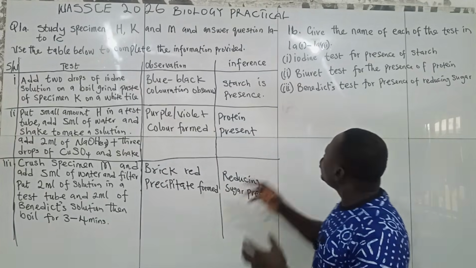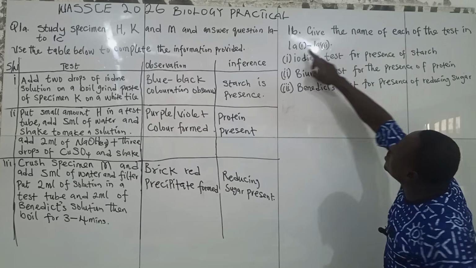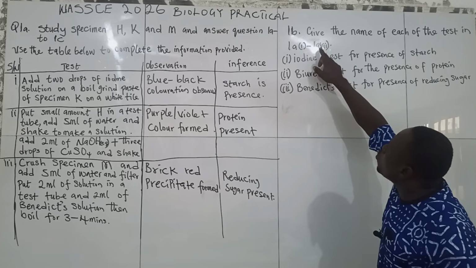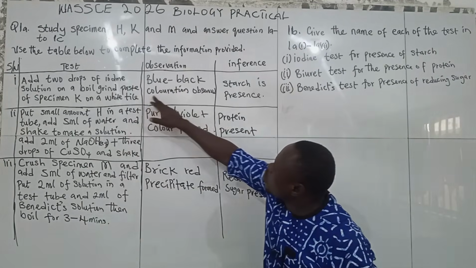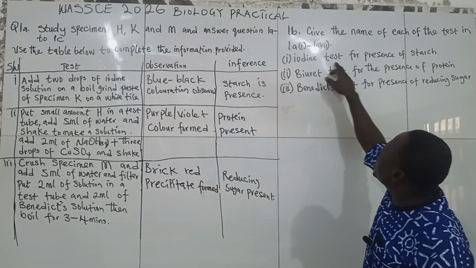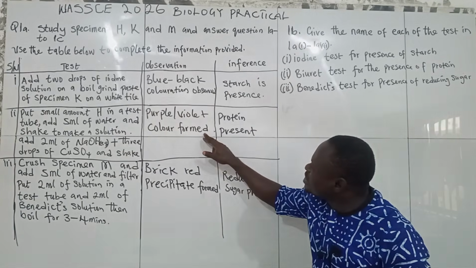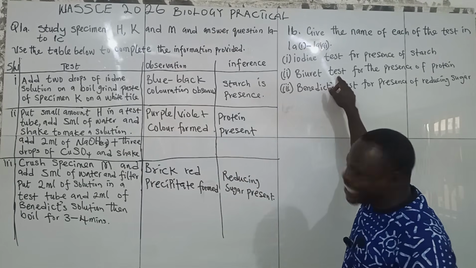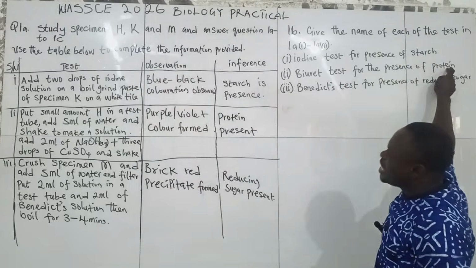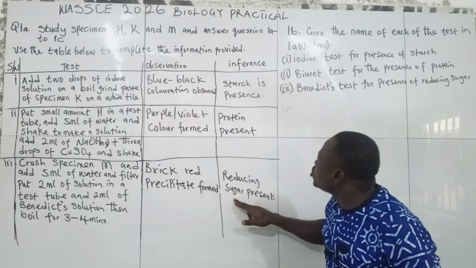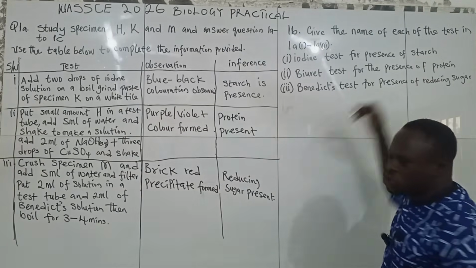Now let's proceed. Number 1B. Give the name of each of the tests in 1AI to 1AII. What are the names of these various tests? This one is the test for starch. Iodine test is for the presence of what? Of starch. This test of protein is called the Biuret test, for the presence of protein. The last one, which is reducing sugar, is the Benedict test, for the presence of reducing sugar.